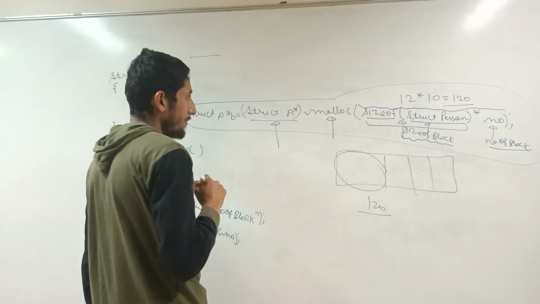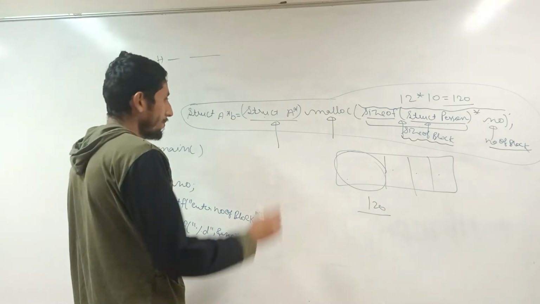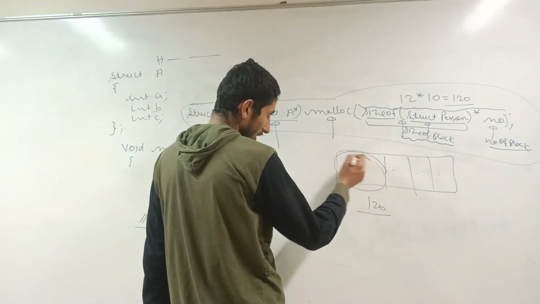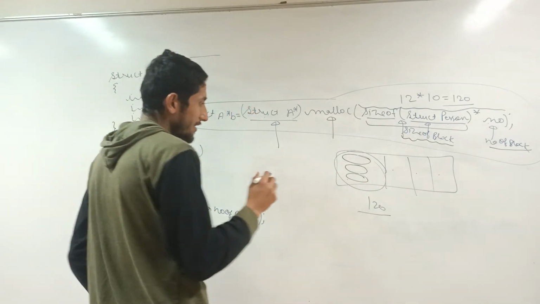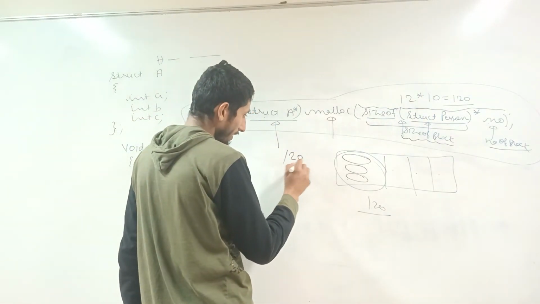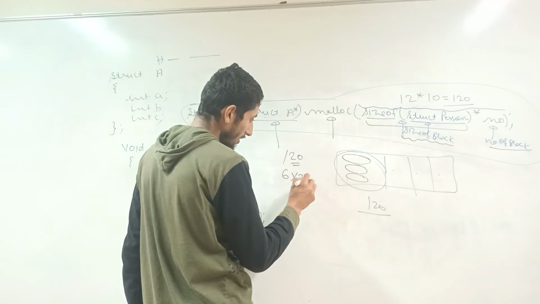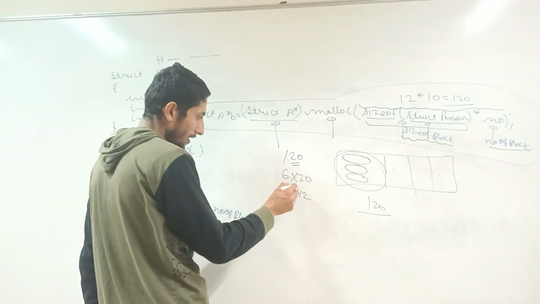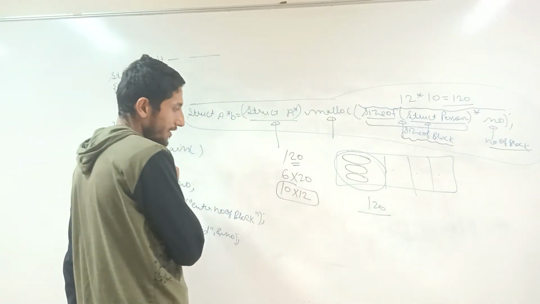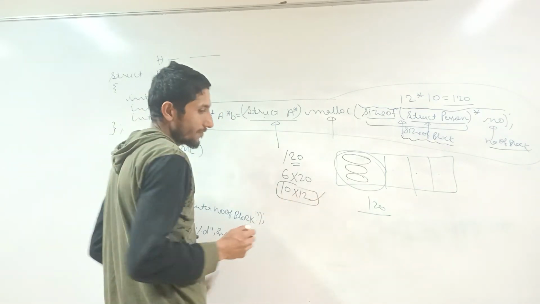At the same time, I have to request to the compiler, please cast these bytes so that I can treat every block as a structure. Okay. Let's say compiler is giving me 120 bytes. It might be possible it is 6 into 20. It can be 10 into 12. So I have to request to the compiler, please maintain this size like this one. Okay.